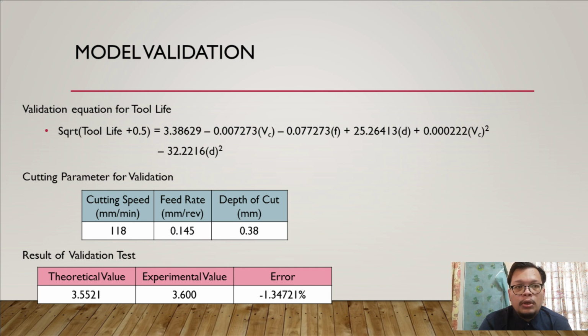The result of the validation experiment for tool life from the theoretical value is 3.5521, and from the experimental value it is 3.600. The error percentage is negative 1.34721%. The experimental data and theoretical values were very comparable to each other. As a result, the combination of the obtained optimum process parameters for tool life is validated.